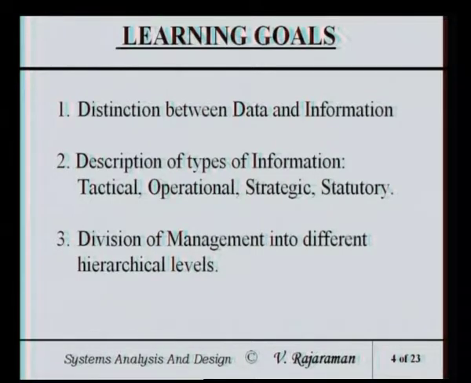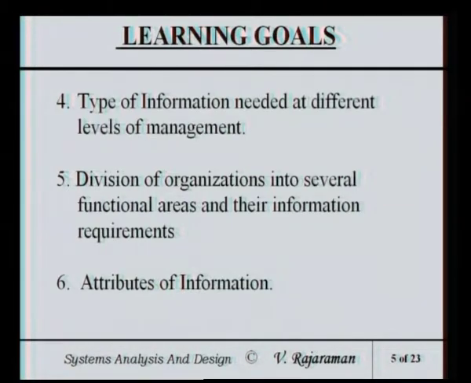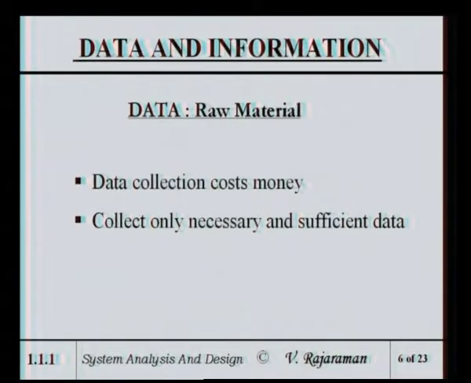In this module, we are going to talk about the distinction between data and information. That is the first major topic. Then we will talk about the types of information. I said there are 4 types, and we will talk about the division of management into different hierarchical structures and the type of information needed for each level of management, and the functional areas of organizations. As I said, functional areas will differ from organization to organization, and attributes of information. All these things are essentially the topics to be covered.